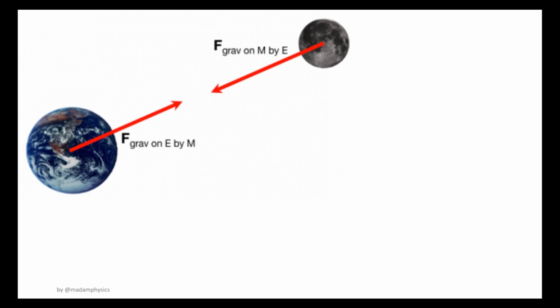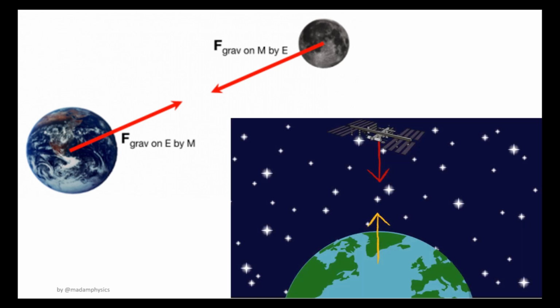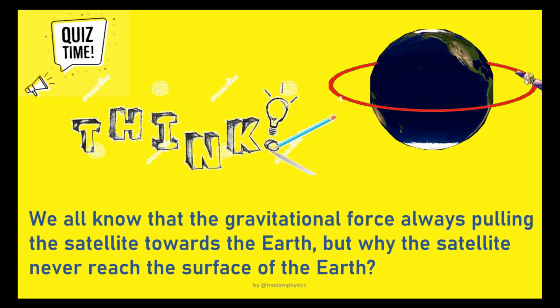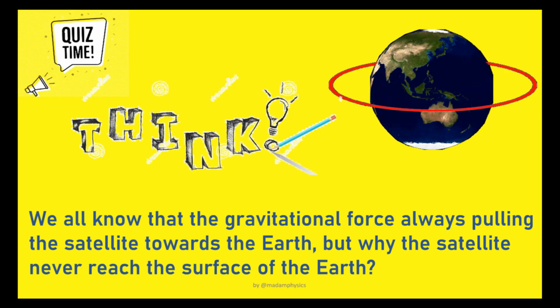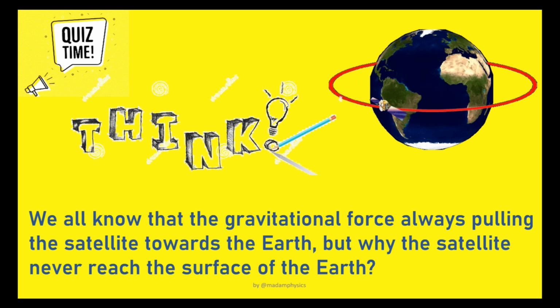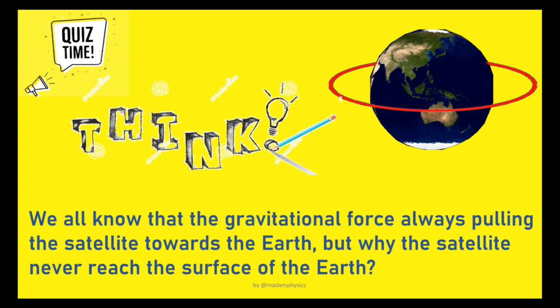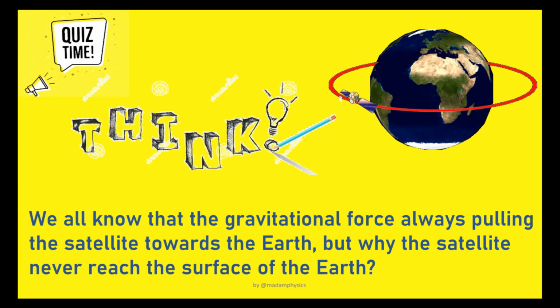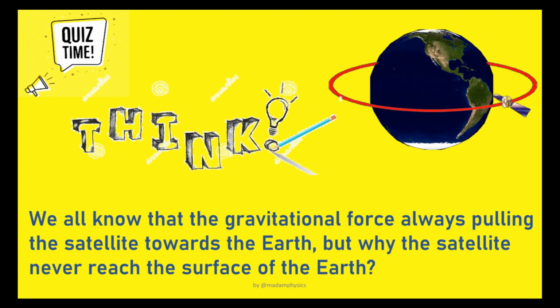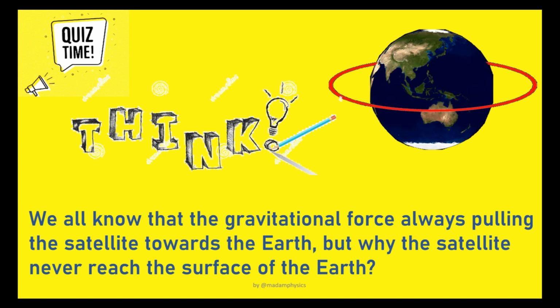These are examples of gravitational force between the Earth and Moon and also between a satellite and Earth. You must be thinking why the Moon and satellite are not attracted towards the Earth. Before we proceed any further, let us discuss this question that will explain why the Moon or a satellite does not fall on the surface of the Earth. We all know that the gravitational force is always pulling the satellite towards the Earth, but why does the satellite never reach the surface of the Earth?